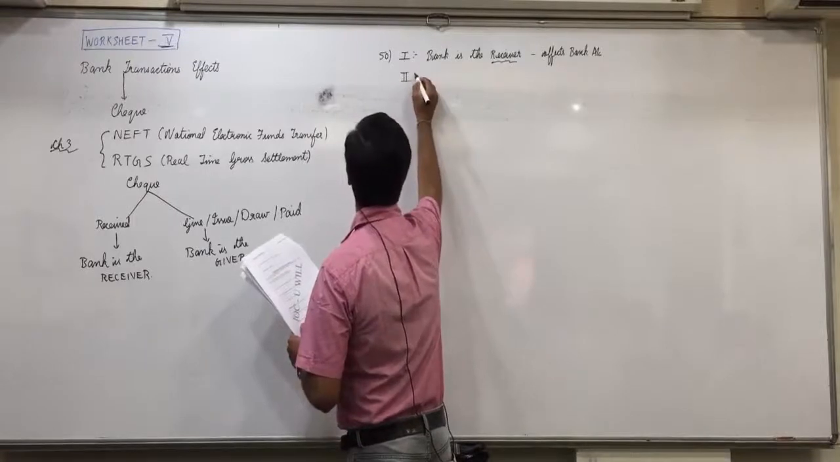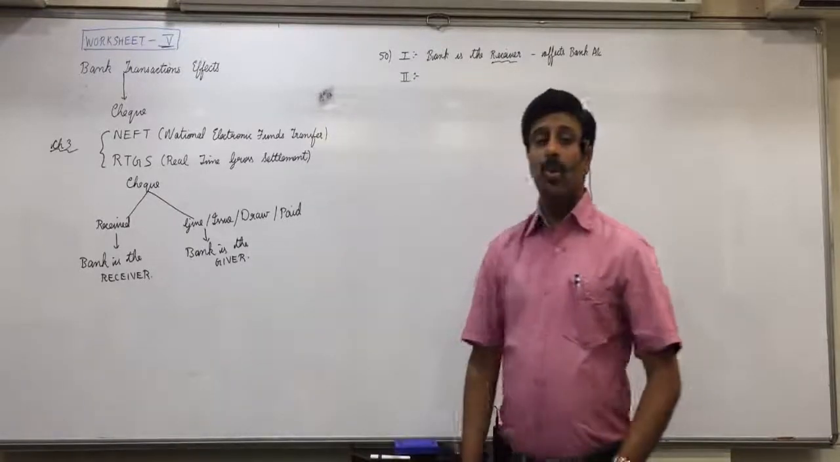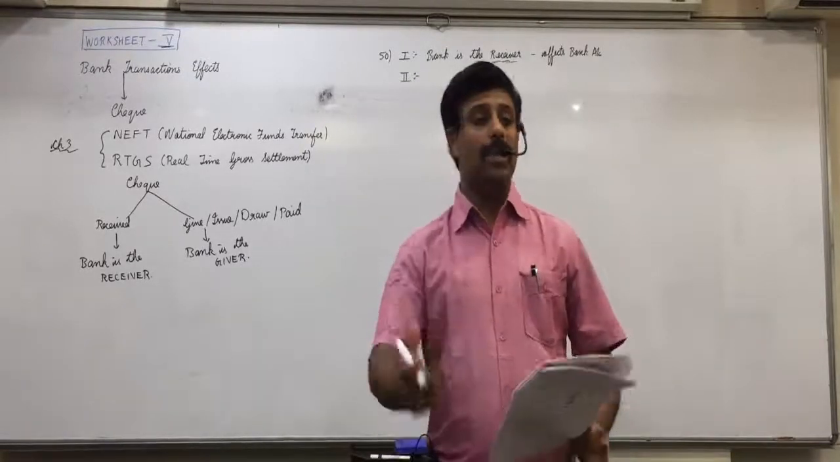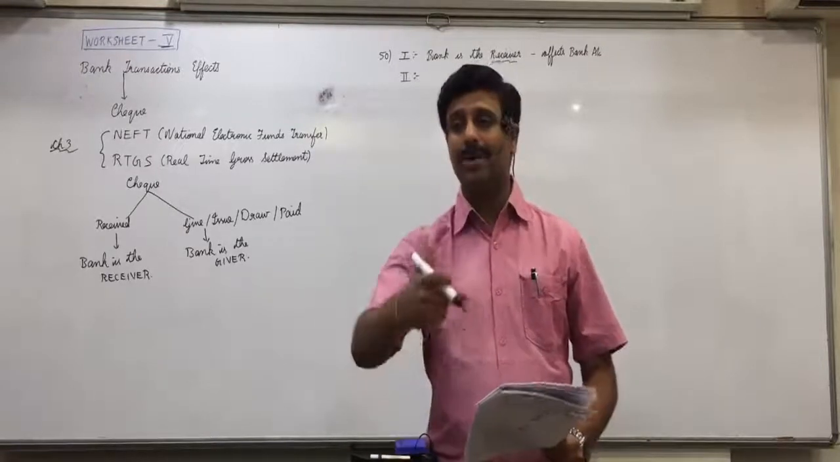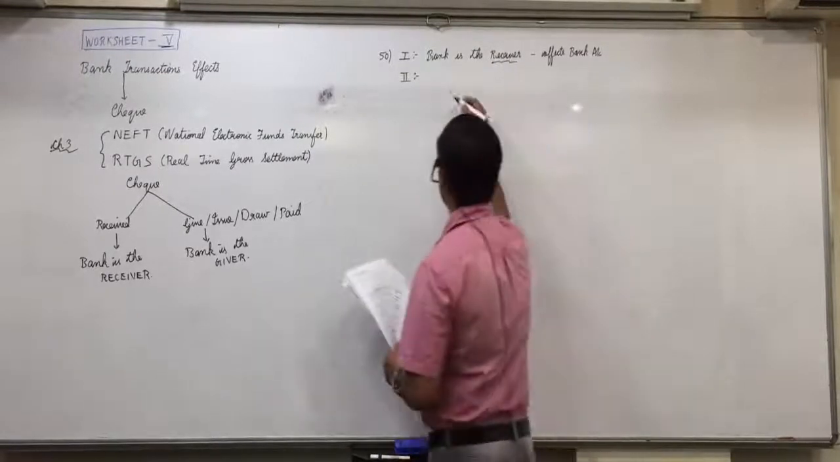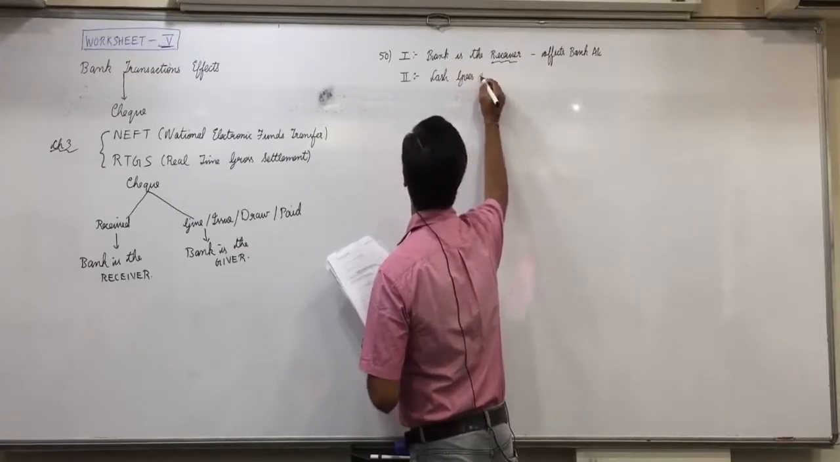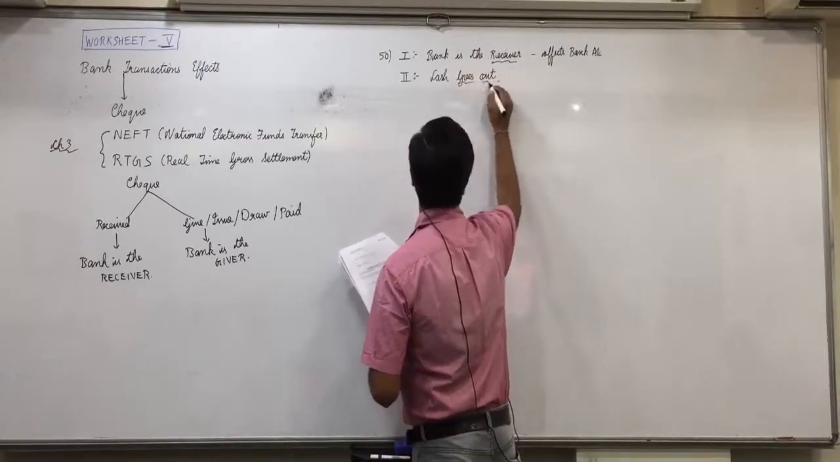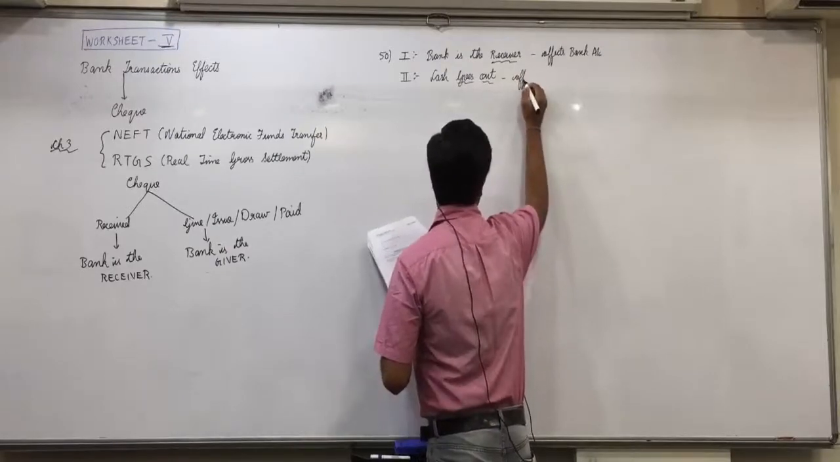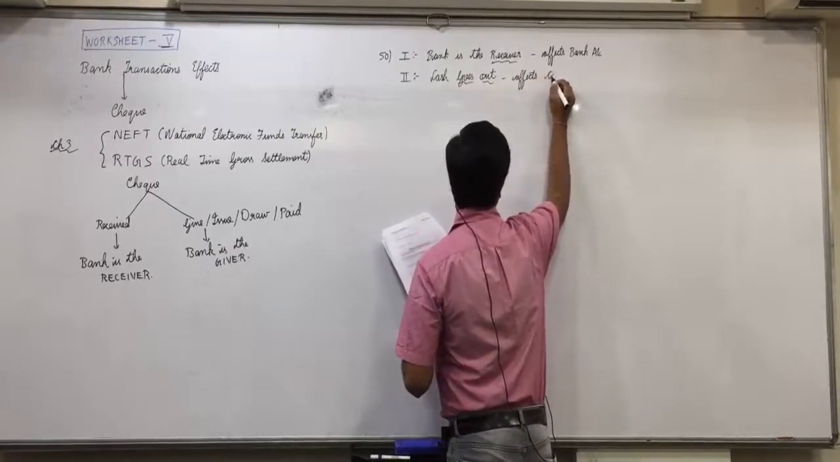Effect 2. Who is the giver? No one is the giver. What goes out? Cash. Cash we are depositing in the bank. So cash goes out, affects cash account.